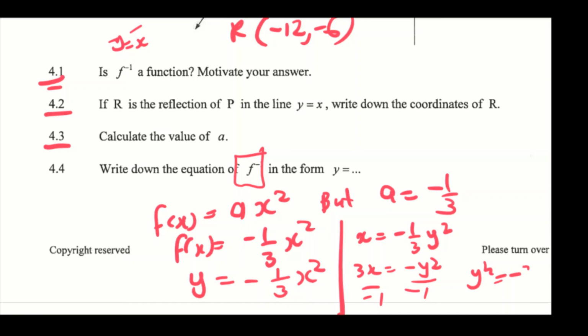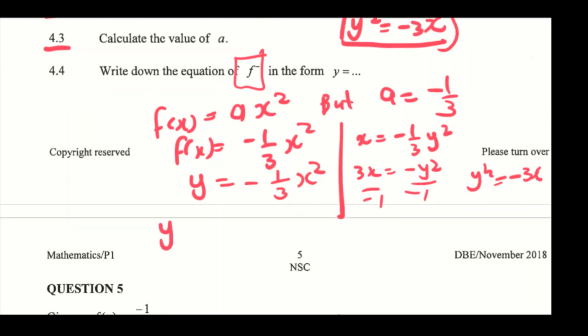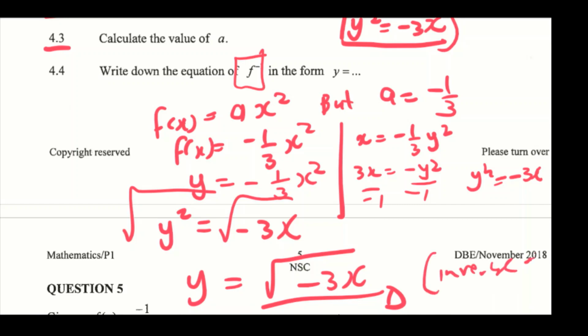minus 3x, right? So y squared is equal to minus 3x. Cool. But we're not done, because it's y to the power of 2. y to the power of 2 is equal to minus 3x, so we have to put the square root, and therefore y is equal to the square root of minus 3x. So this is the final answer of this problem here. So this would be your inverse of f.